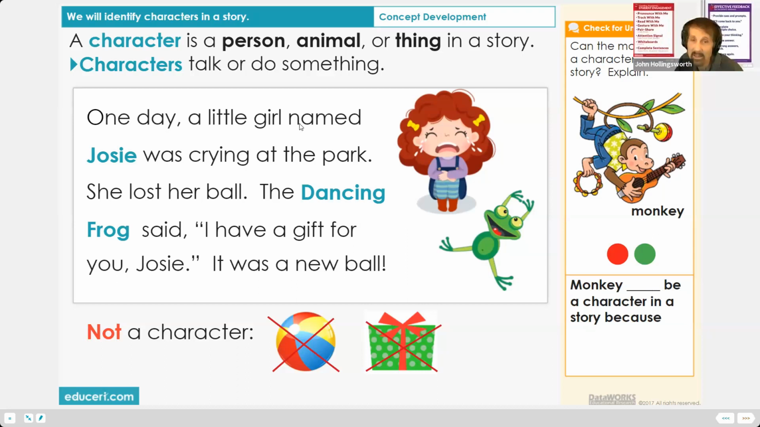I'll read this first sentence. One day, a little girl named Josie was crying at the park. Let's all read together. One day, a little girl named Josie was crying at the park.